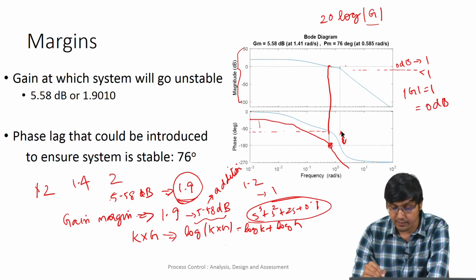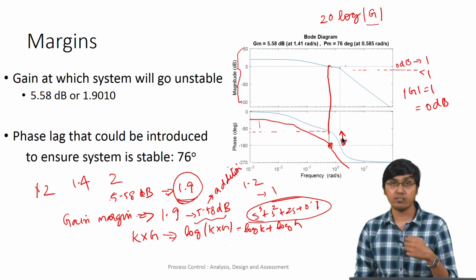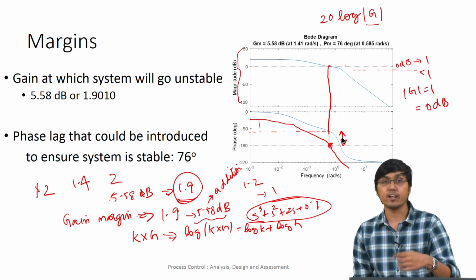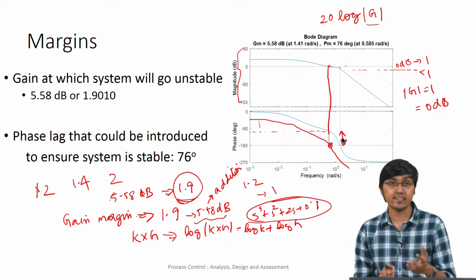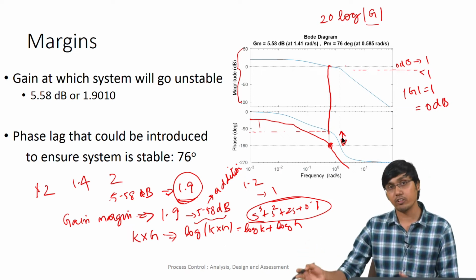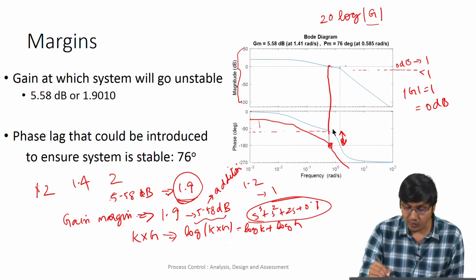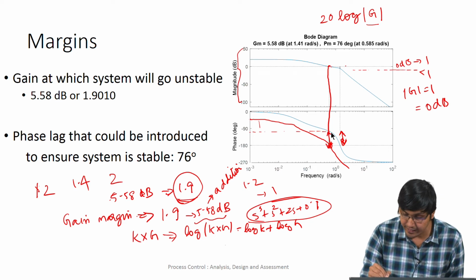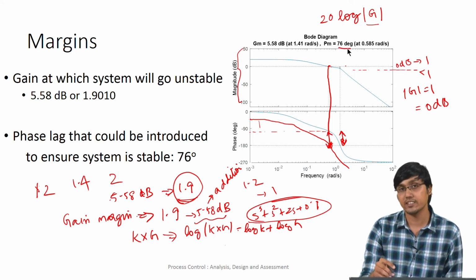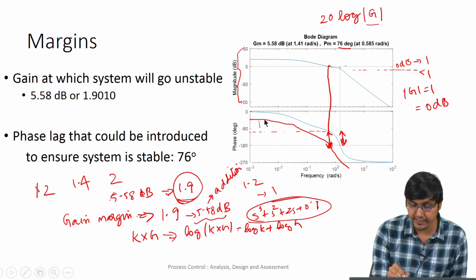So what is the phase lag that we can add to the system to make it oscillatory, or what is the phase lag that the system can withstand without becoming unstable? That is what we are asking. So what is the value of this? Basically this is the value. This turns out to be around 76 degrees. This is what MATLAB gives. So this is 76 degrees, right. So minus 180 degree and minus 90.